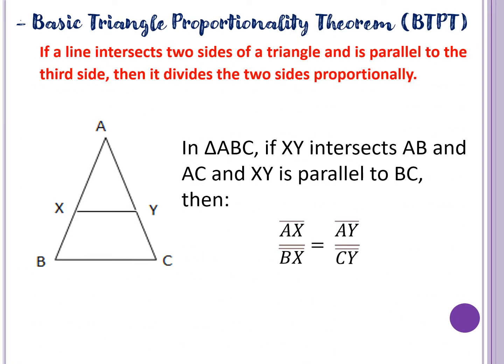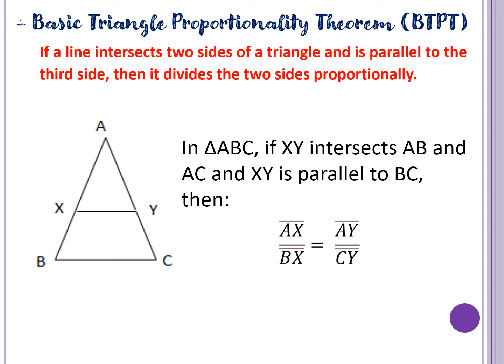Let's discuss one by one. Let's first have the basic triangle proportionality theorem, or BTPT. BTPT states that if a line intersects two sides of a triangle and is parallel to the third side, then it divides the two sides proportionally.